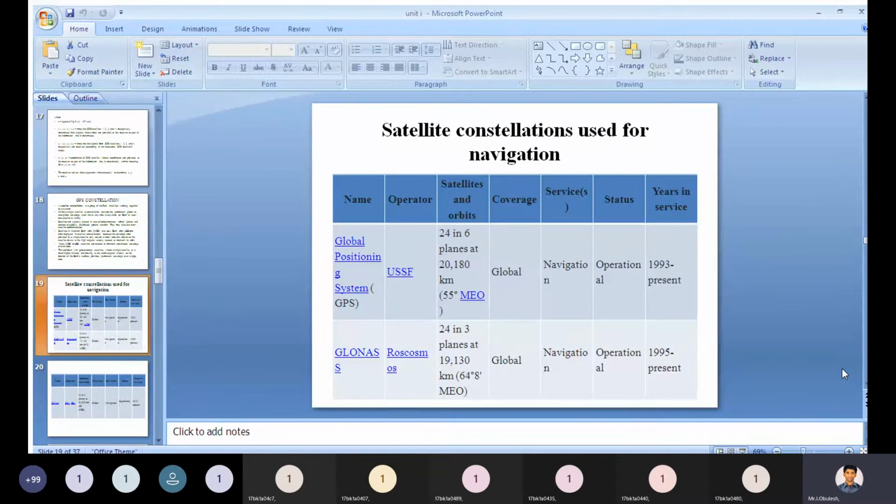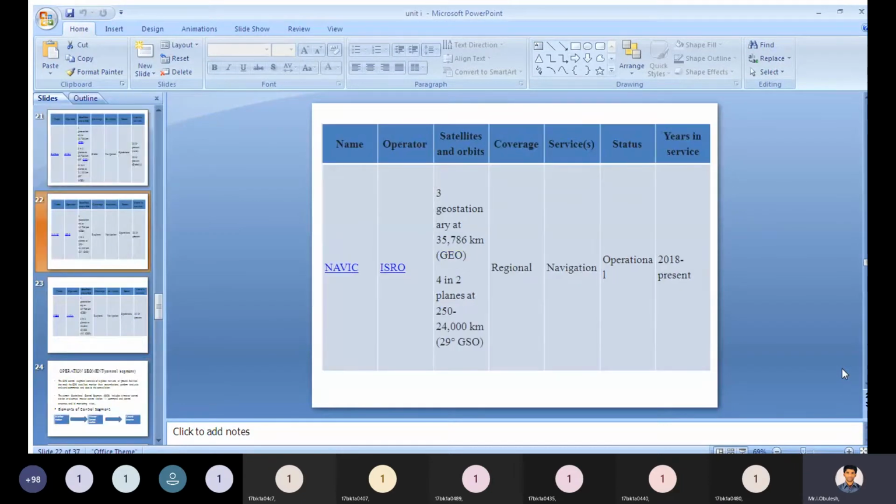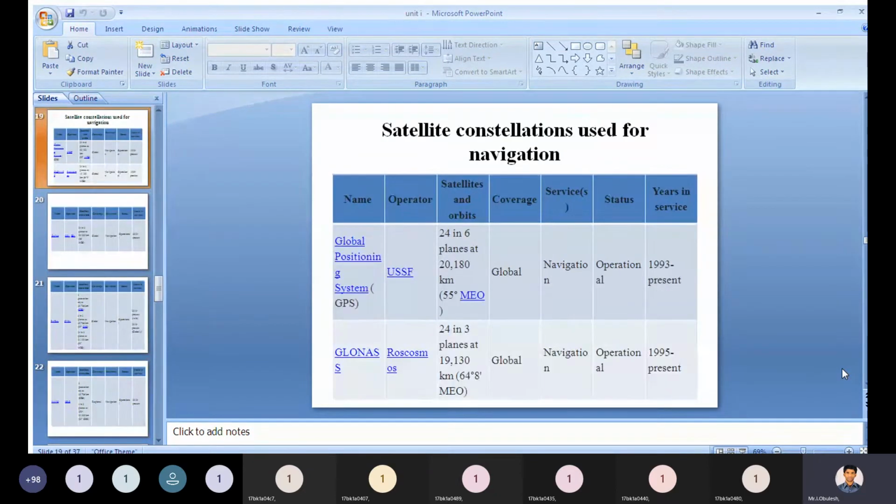Coming to satellite constellations used for navigation. How are you able to use a satellite constellation for navigation purposes? Again, we need to discuss GPS, GLONASS, NAV-IC, QZSS, then Galileo and BeiDou. We need to see the satellite constellations used for navigation.